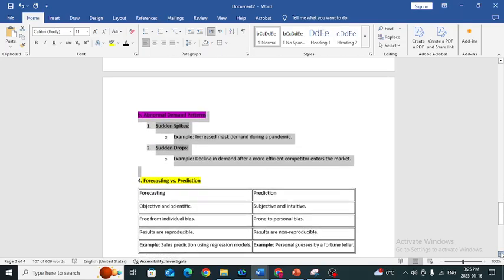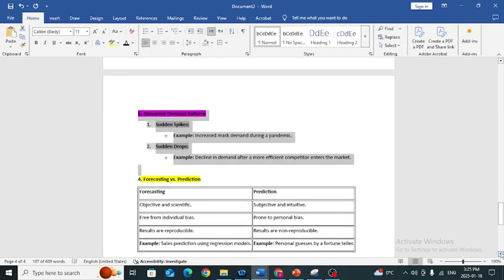The last one is about the abnormal demand patterns: sudden spikes, for example, increased mask demand during a pandemic, for example COVID, and sudden drops, for example, decline in demand after a more efficient competitor enters the market.